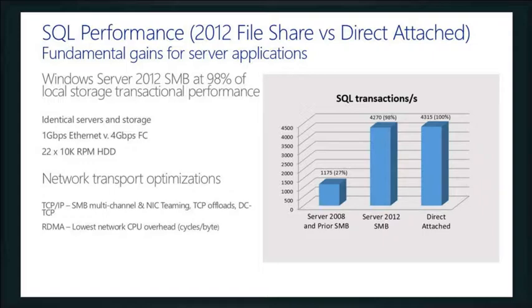What this slide tells me, or should say to you, is 98% of the speed seen by writing direct to disk. That's a 4 gig Fibre Channel, 22 10K RPM hard drives. These are identical servers running in this particular test. It was a 2% hit to write over the SMB3 protocol compared to writing direct to disk.